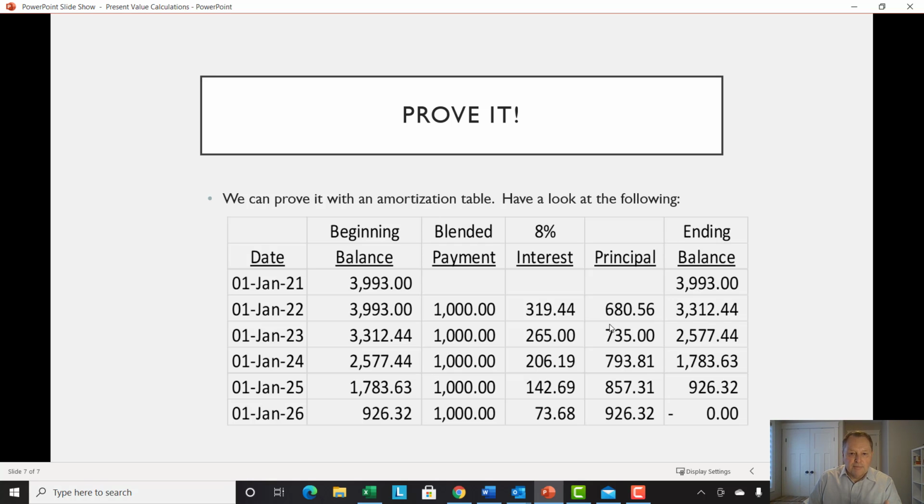That's at the end of the year. You can see if we keep making these $1,000 payments and paying 8% interest on whatever the ending balance is, gradually we pay off all of the interest and the principal. We end up at zero after making that last $1,000 payment 5 years after the initial loan. Isn't that kind of neat? That's how present value tables work, and they're really handy.